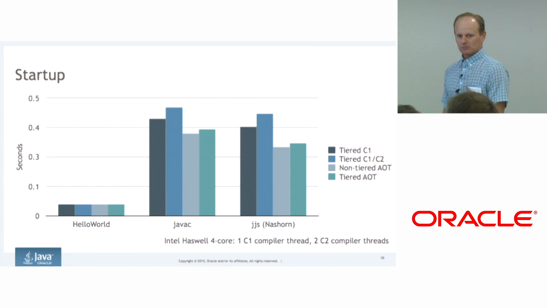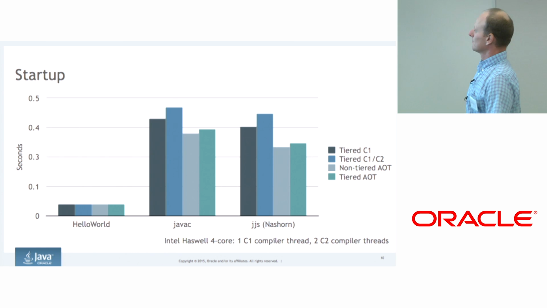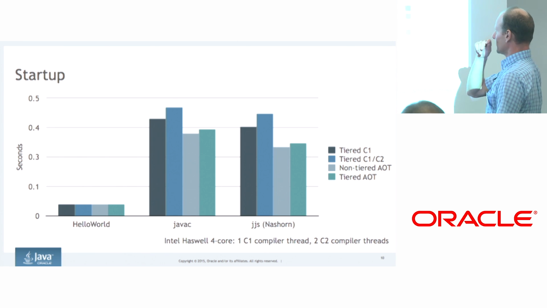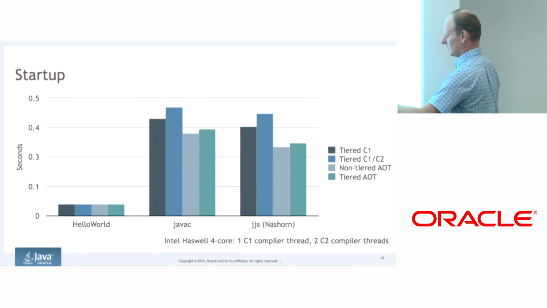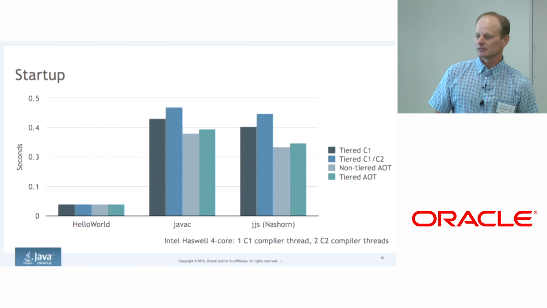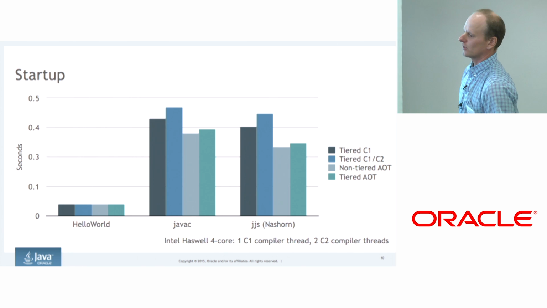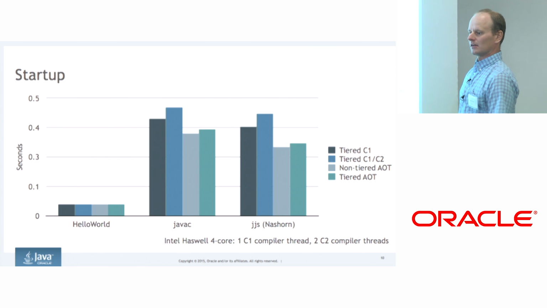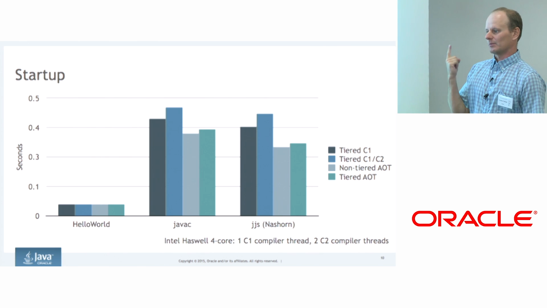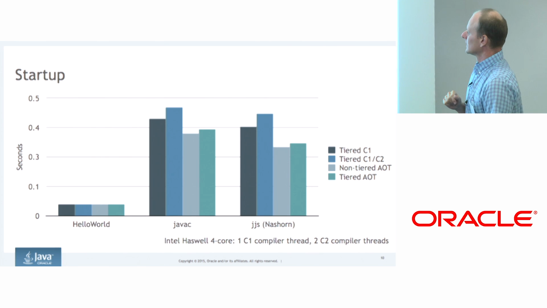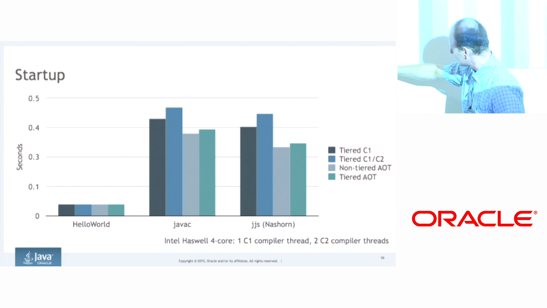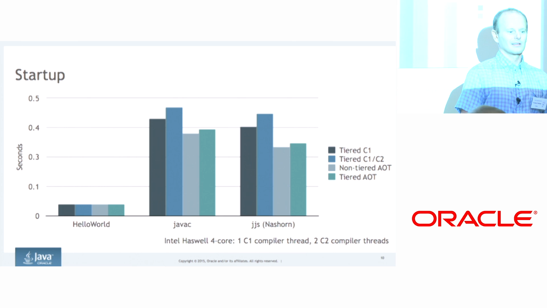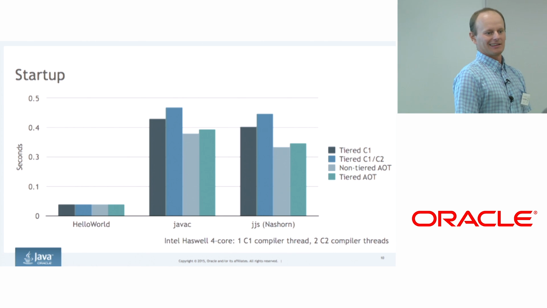Okay, numbers. These are on a 4-core machine, and the interesting thing is that there is one C1 compiler thread and 2 C2 compiler threads. So if you start up something that compiles a lot, you only have one thread left for your application. It's really unfortunate. I don't know if you can see it. We are 1 millisecond slower. It's really annoying.